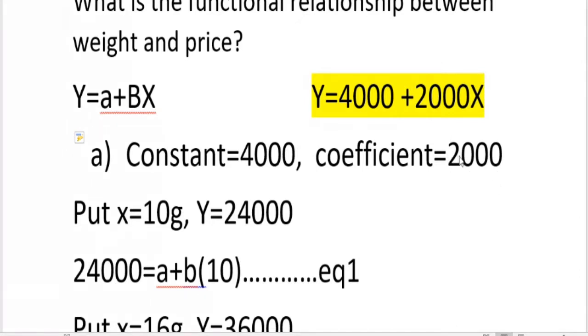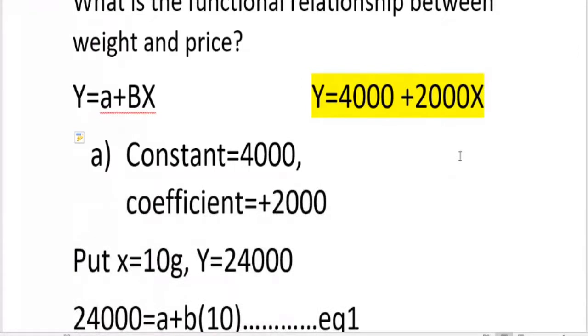In our case, this is not negative. In our case, we are getting the value plus 2000, which is an indication that independent, that is the weight, and the dependent, that is the price of the gold coin, is positively related to each other, and the magnitude of that relationship is 2000. ये जो magnitude है ये 2000. That's very important interpretation. तीसरा एक और बहुत important इसका interpretation.